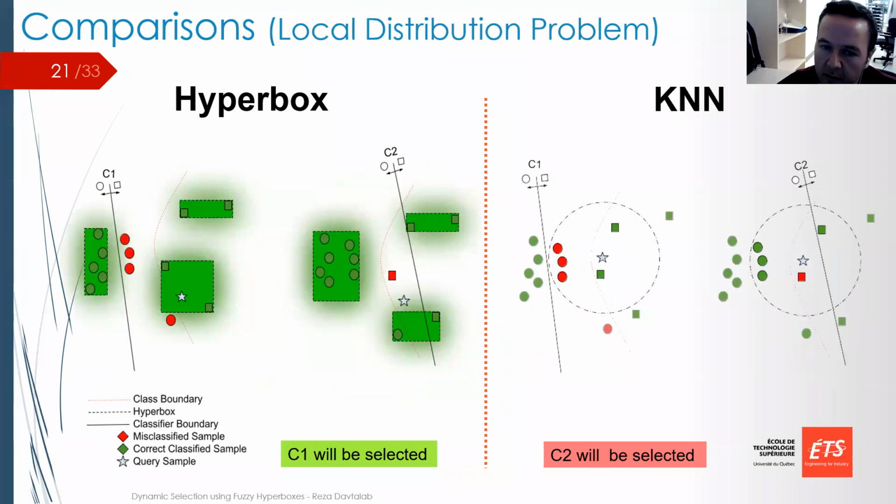Another problem was about the local distribution of samples, which KNN couldn't consider. As you can see in this example, we can solve this problem because we consider the distribution and just store the location of the samples by classifier, by the hyperbox. In this example, we will select C1 as a competent classifier by the hyperbox, but KNN will select C2, which is also not a good choice.